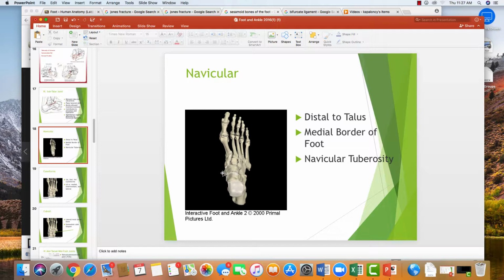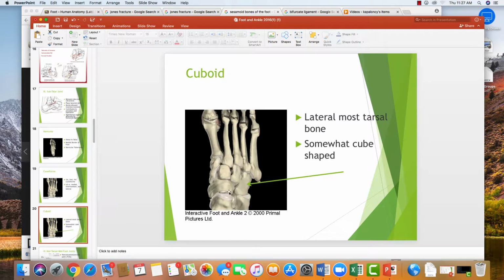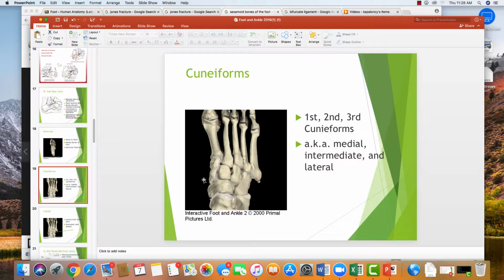Anyway, navicular right here. And remember, the navicular tuberosity is that thing on the medial aspect here, distal to the talus. And it articulates with the cuneiforms there. There's the cuboid, and we'll look at the cuboid right there in a little bit more detail. It's the lateral most tarsal bone; even though this is the lateral cuneiform, the cuboid is even more lateral than that. So important thing to note. The cuneiforms are sometimes called first, second, and third, but first is the medial, the intermediate or middle, and then the third is the lateral cuneiform bone.